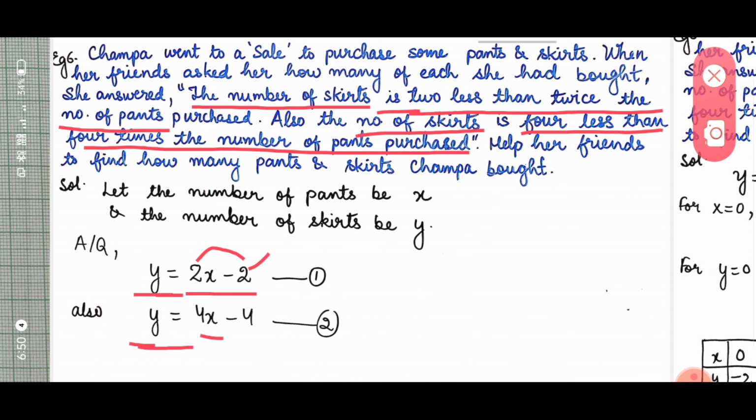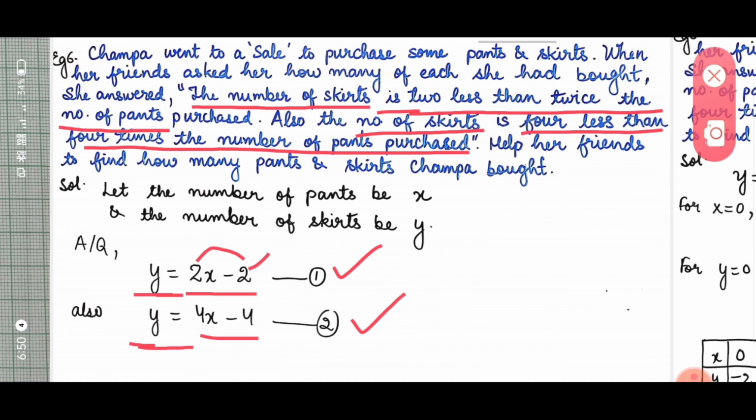That means 4x minus 4. This will be your first equation and this will be your second equation. Now how to tell the number of pants and skirts? For that we need to plot the graph. And to plot the graph, what do we need? We need the points, right?